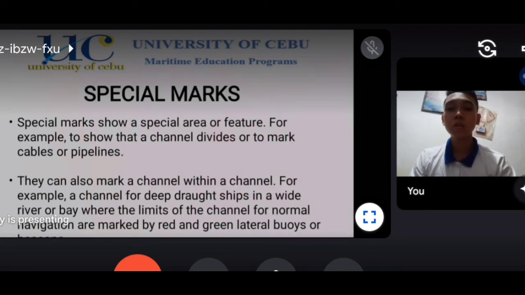So, some uses of special marks include Ocean Data Acquisition System or ODAS buoys, traffic separation schemes, spoil grounds, military exercise areas, cables and pipelines as mentioned, including outfall pipes and recreational zones.